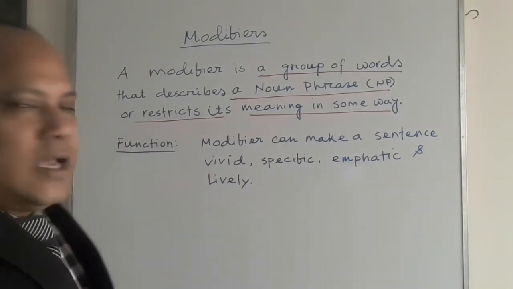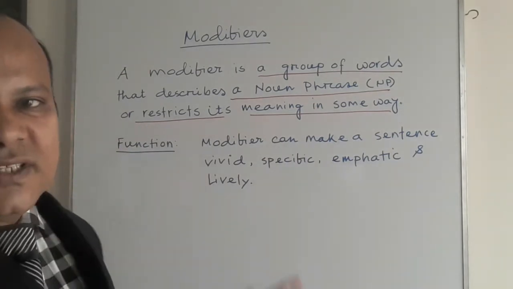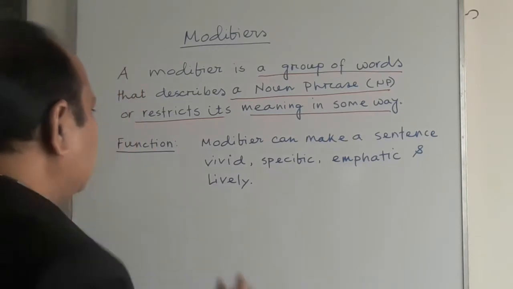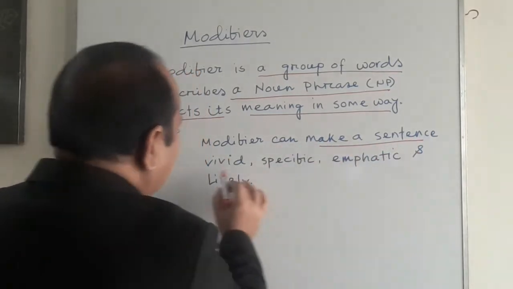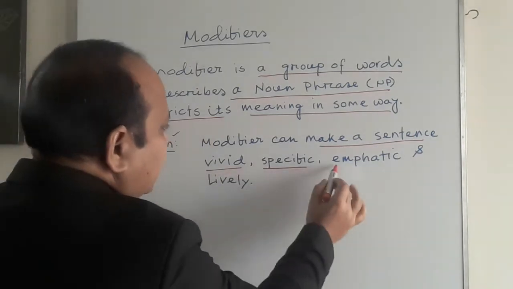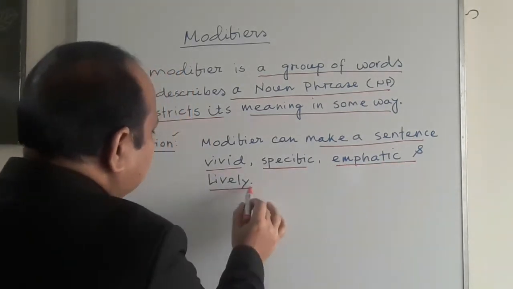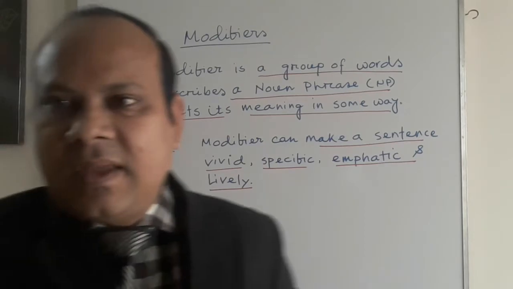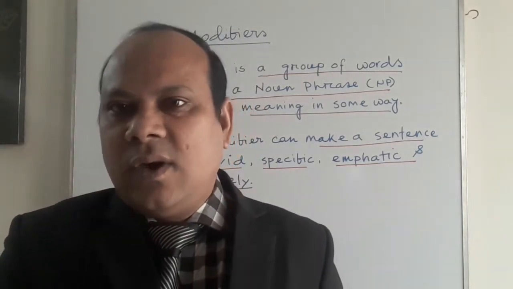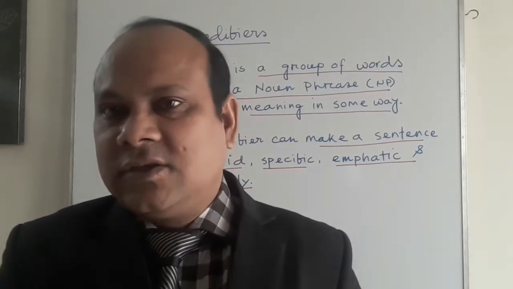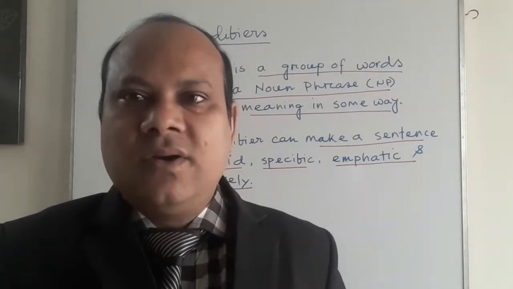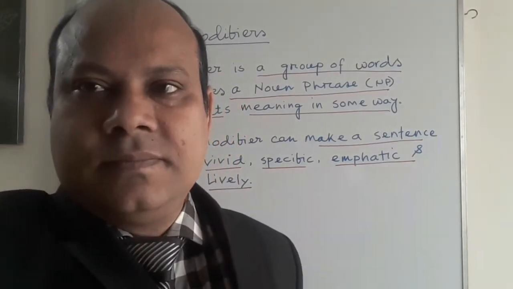My dear students, I think you have already understood the simple definition of modifiers. Now come to the function. A modifier can make a sentence vivid, specific, emphatic, and lively. I think you have already understood the definition and the function of modifiers. I will now go into detail.